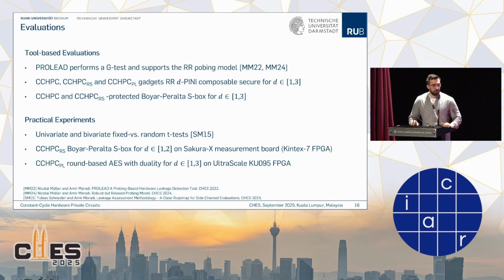We also conducted some experiments, so starting with tool-based evaluations. Here we took ProLead as this is the only tool that supports the robust but relaxed probing model. We did this with all of the gadget configurations and also a Boyer-Peralta S-box for the first 3 security orders. And then we conducted practical experiments, univariate, bivariate t-tests for the S-box as well, and for the AES with duality applied, also for the first 3 security orders.